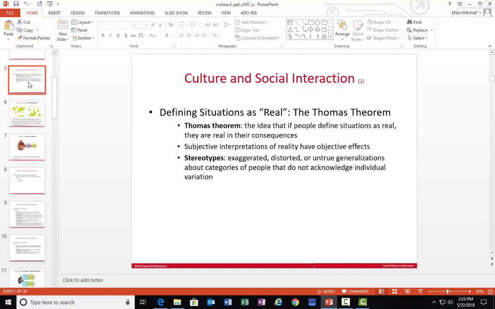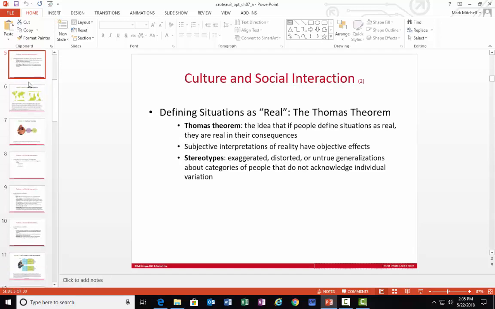All right, and as we move on, our book talks about the Thomas theorem. And this is just an idea that if you define something as real, then it becomes real. So, for example, for us in our class, test days are defined as such and such a date, and they really become real because that's when the test occurs. Our book has a different example, and I'm going to flip the slide ahead real quick to show you, and then I'll go back to where I am now.